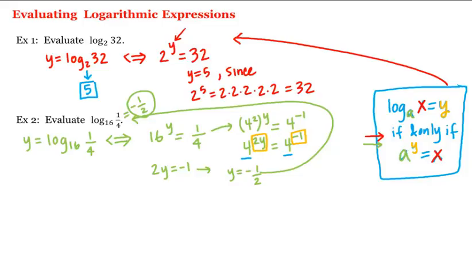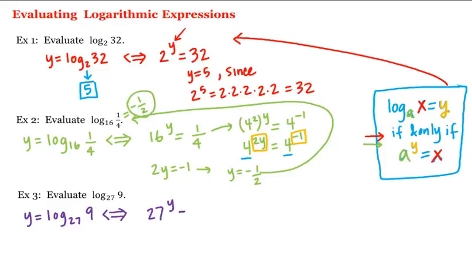Okay, let's look at one more. Let's evaluate log base 27 of 9. Again, we'll let y equal what we're looking for, this log base 27 of 9, and converting to exponential form gives us 27 raised to the yth power is equal to 9. Now both 27 and 9 are powers of 3. In other words, we can rewrite this as 3 cubed raised to the yth power is equal to 3 squared.